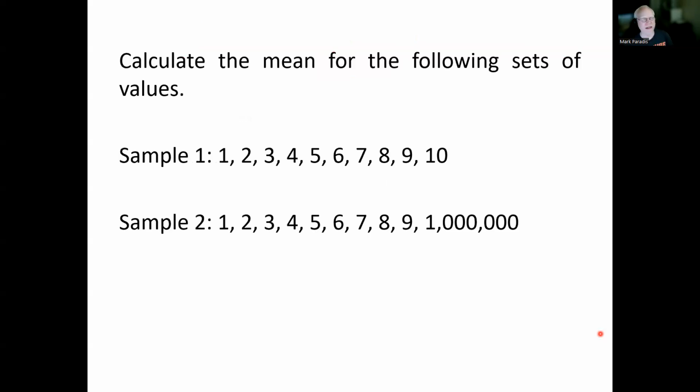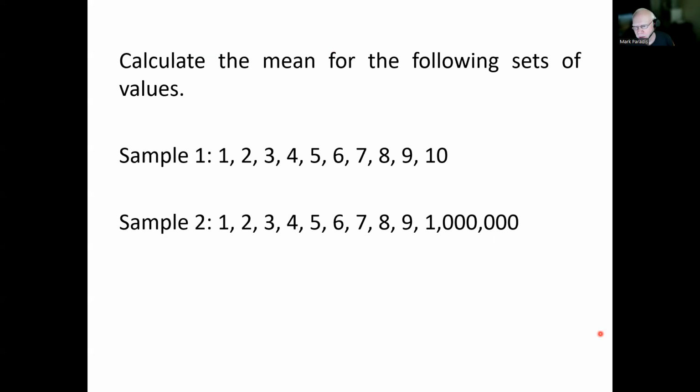So let's see exactly what the problem is. Let's look at these two data sets and calculate the mean for the following sets of values. So we've got sample 1: 1, 2, 3, 4, 5, 6, 7, 8, 9, 10, and sample 2: 1, 2, 3, 4, 5, 6, 7, 8, 9, 1 million. Notice in both of these data sets there are 10 observations, so they have the same sample size. It doesn't particularly matter in this case.